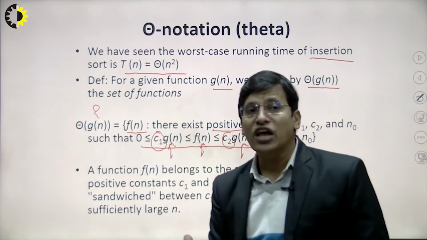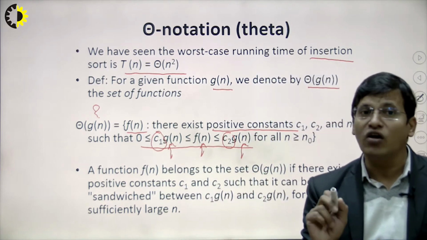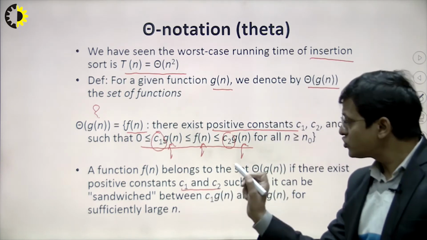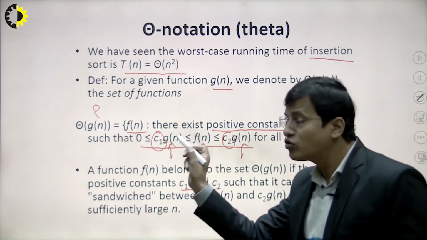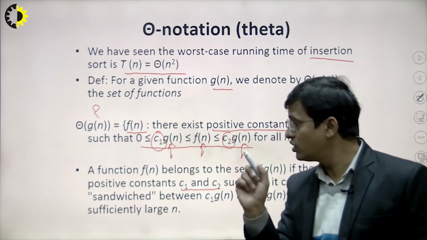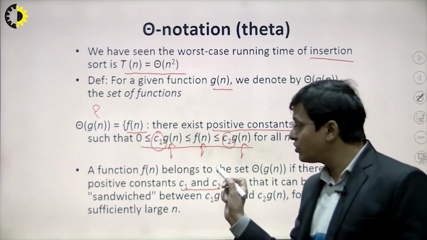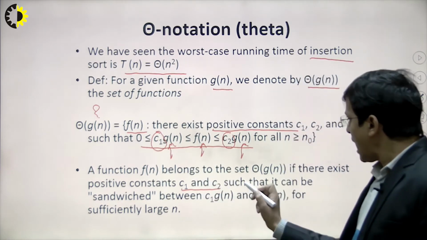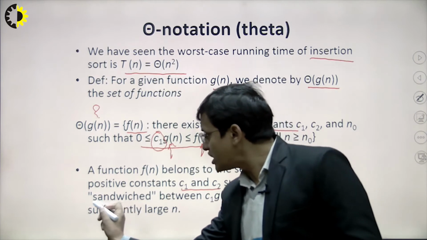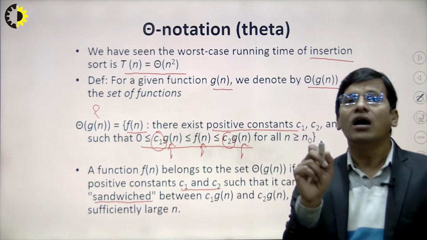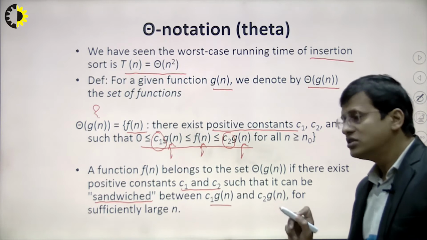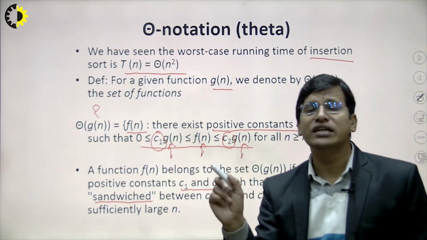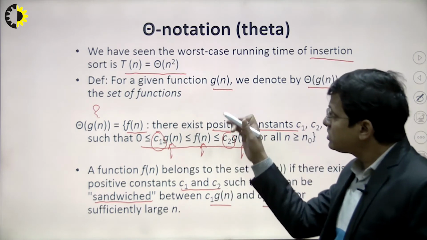So this function f of n belongs to theta of g of n if there exist some positive constants c1 and c2, right? So now we are trying to find the values of c1 and c2. These are constants, and f of n lies in between c1 g of n and c2 g of n. So this is the sandwich notation.